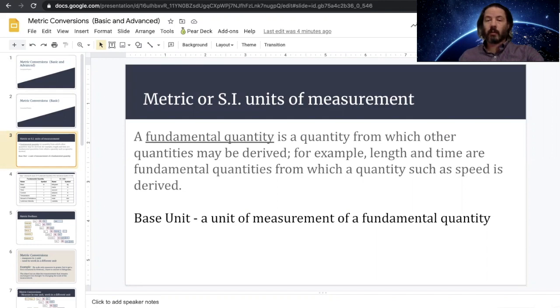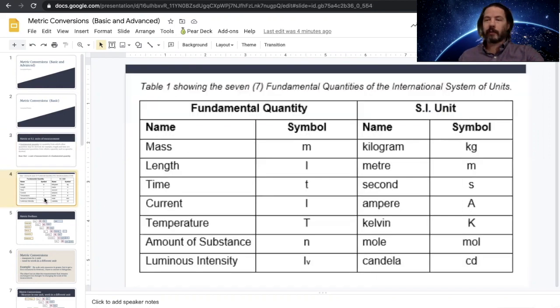In the metric system, we have a base unit, which is the unit of measurement used to measure a fundamental quantity. And these are decided by a body of scientists that basically come together and decide what actually equates to the measurement of a kilogram, or the unit of length, which is the meter. What distance actually is that? We'll talk about that more in a second.